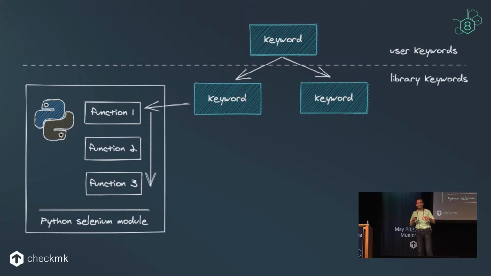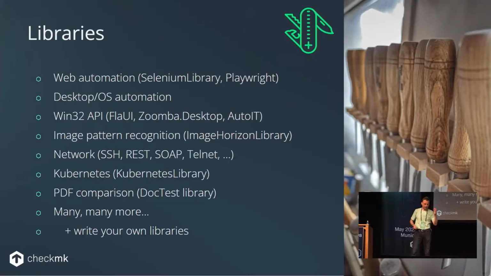And keywords which belong to the same testing technology, like the Selenium keywords, for example, are organized in a library. And Robot Framework doesn't know at all which library you are using. It's completely agnostic about this. It's more like the glue between all these libraries. And there are a lot of libraries, which are all open source. There are libraries for web automation, Windows automation, network protocols, Kubernetes, AWS, Google Cloud, and so on and so on.